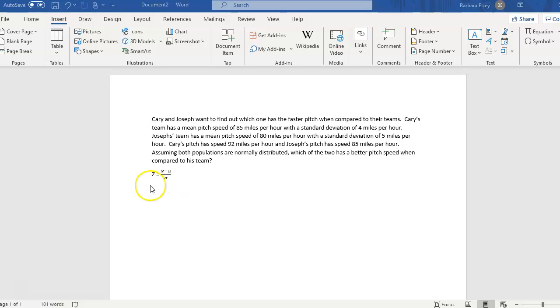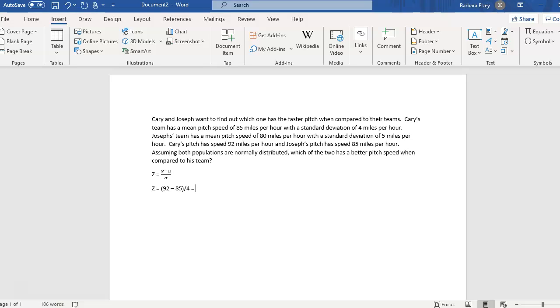So let's start with Carrie, and let's figure out, using the z-score, how many standard deviations away from the mean he is. His pitch speed is 92 miles per hour. That's our data point. That's x. So we're going to have 92. If we look at the team that Carrie pitches for, that team has a mean pitch speed of 85 miles per hour. So that's our mu. And the standard deviation for it is 4 miles per hour. So that's our sigma. So let's put this calculation into our calculator.